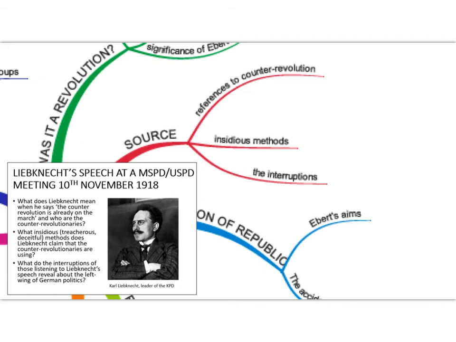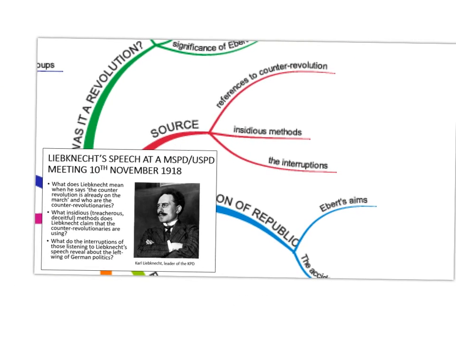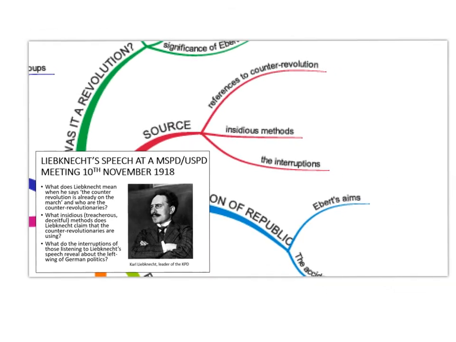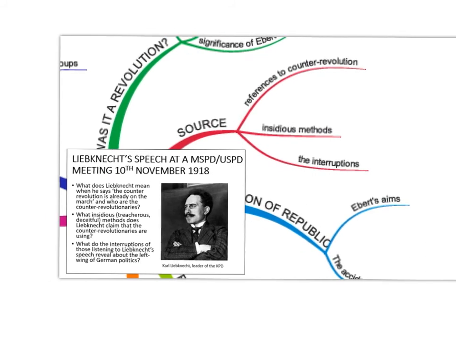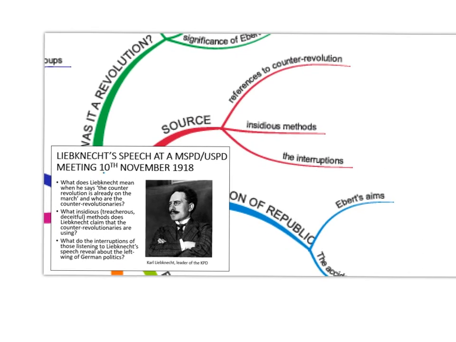There is a document. That's just a reminder. We haven't been focusing on that, but there's a useful document, which is Liebknecht's speech at a meeting of the majority SPD with the independent SPD on the 10th of November 1918. As you read that speech, it's on the back of the notes, there are some questions that I've written for you to think about.